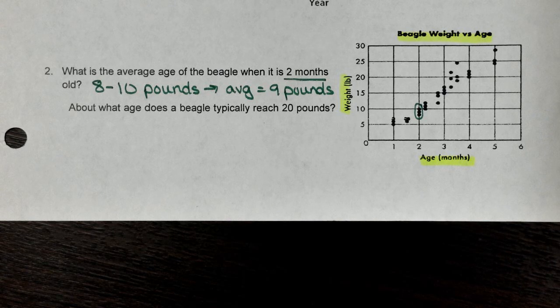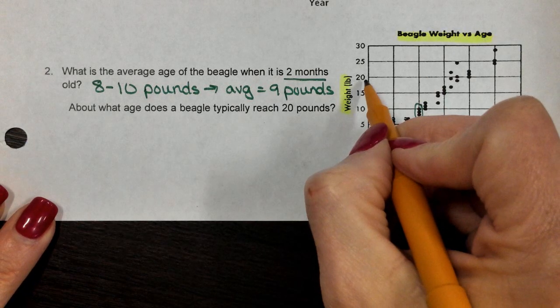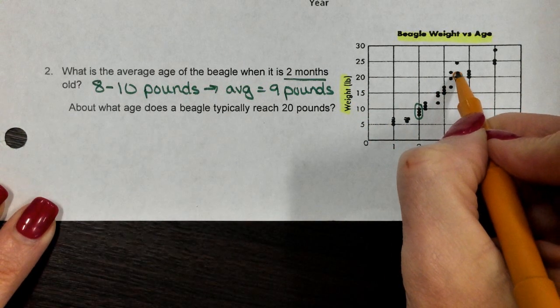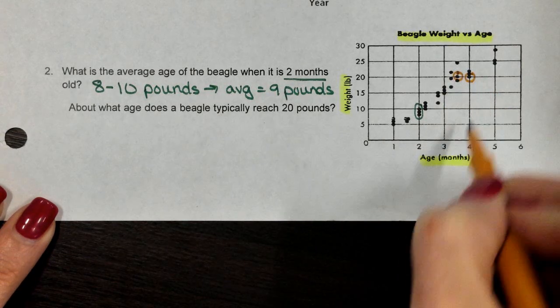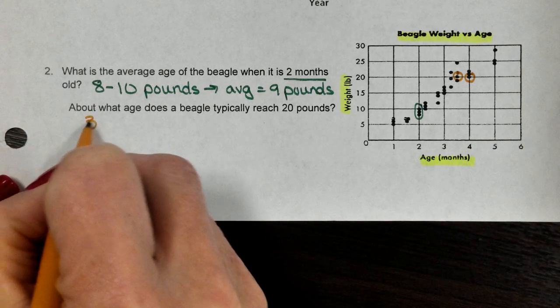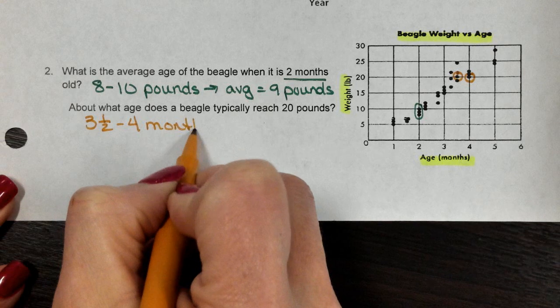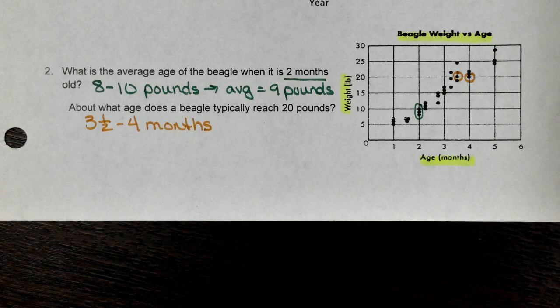And then at what age does a beagle typically reach 20 pounds? So we need to go up to the 20 pounds and come over here, and I see a 20 pound right about there and right about here. So that's somewhere between like 3.5 to 4 months. So anywhere from 3.5 to 4 months is when a beagle typically reaches about 20 pounds.